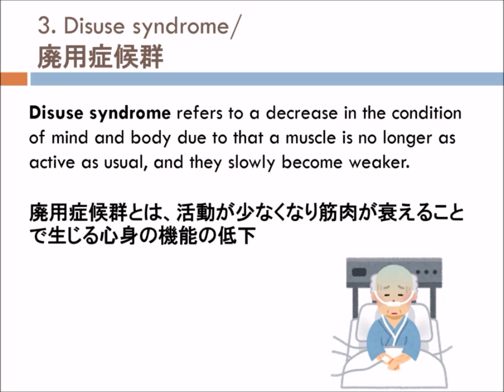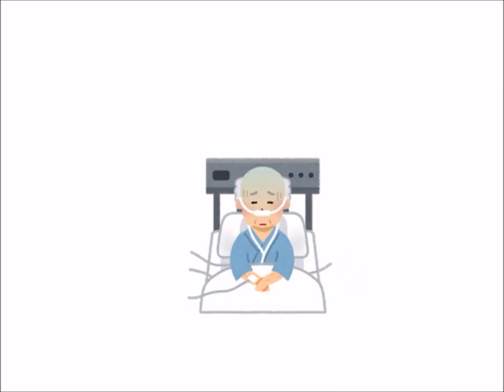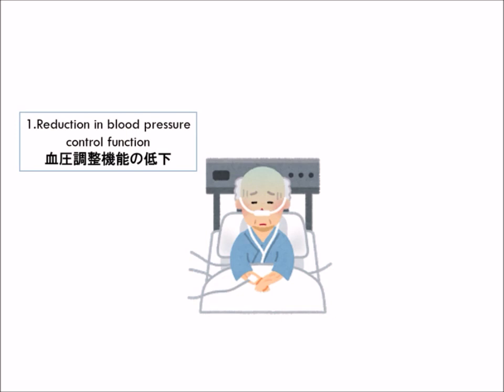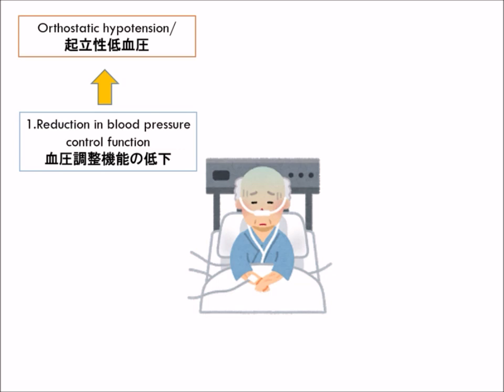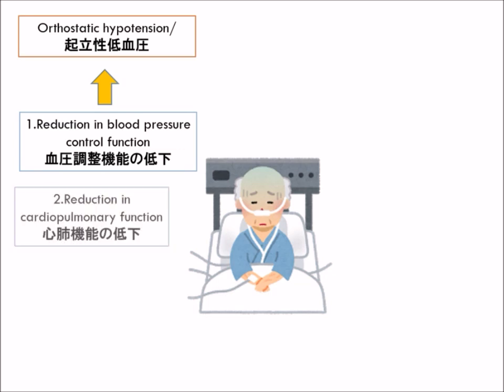Disuse syndrome refers to a decrease in the condition of mind and body due to the muscle no longer being as active as usual, and they slowly become weaker. The symptoms of disuse syndrome. 1. Reduction in blood pressure control function. It will cause orthostatic hypotension.